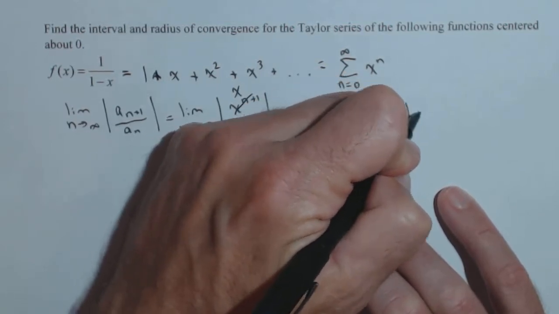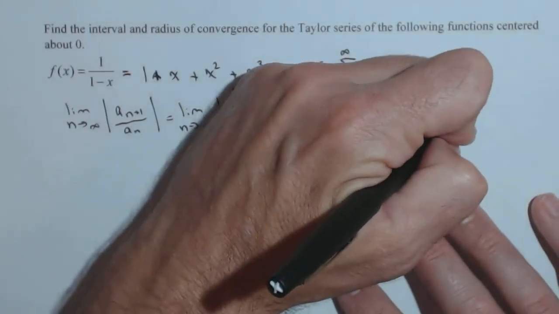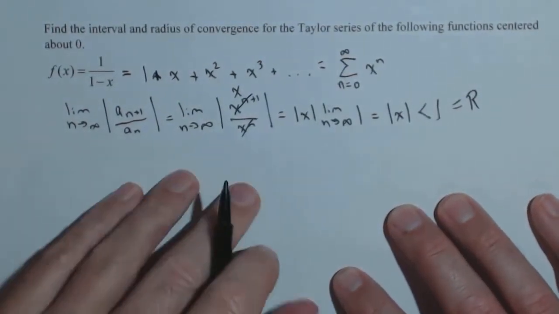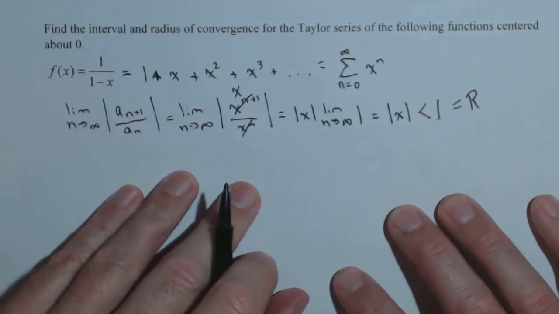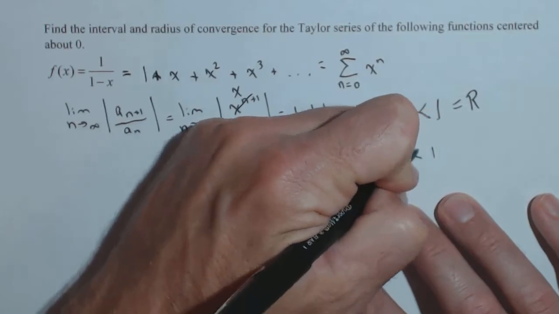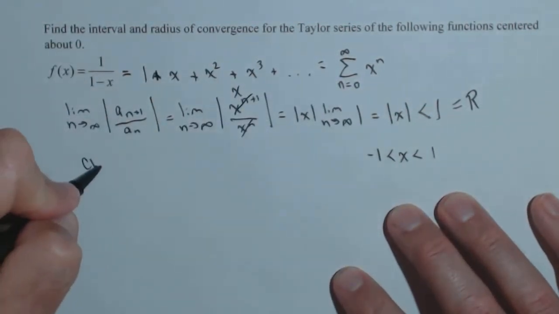So we end up with the absolute value of x, and we want this to be less than 1. So right there we have our radius of convergence. It has a radius of convergence of 1. But let's say we wanted to find the interval. Then we know that x must be in between 1 and negative 1. And now we need to check our endpoints.